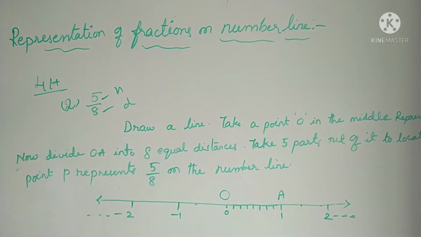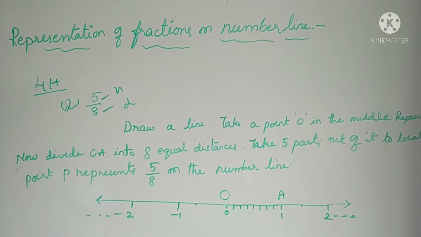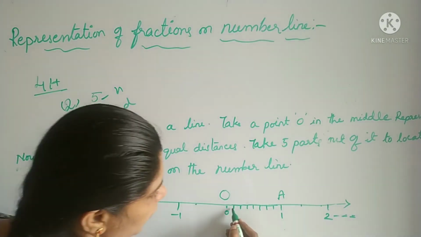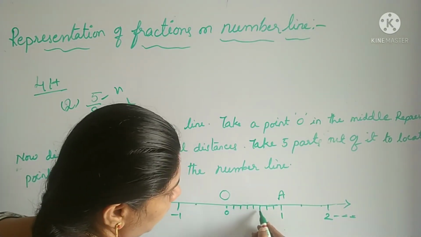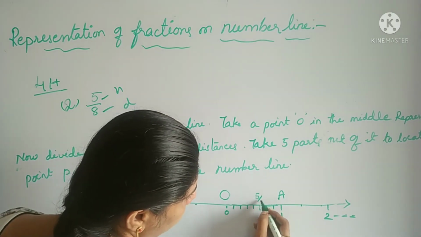Now look at the numerator. What is the number you have in the numerator? 5. So 5 means that many parts you have to take. Count 5 parts: first part, second part, third part, fourth part, fifth part. So this is your number 5 by 8.